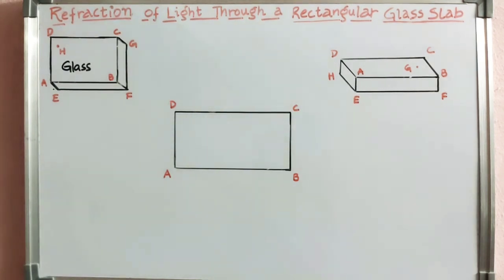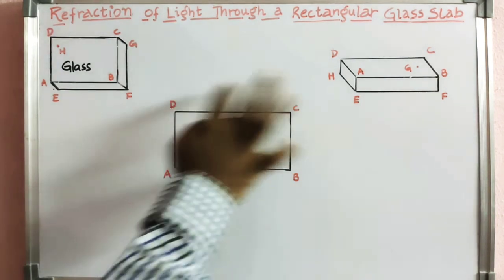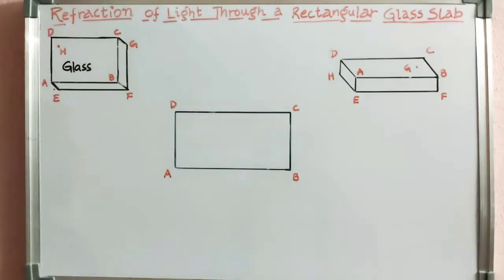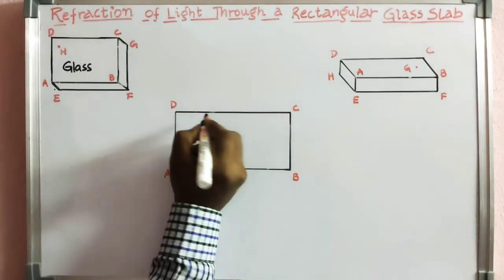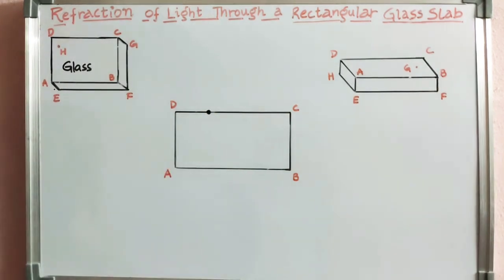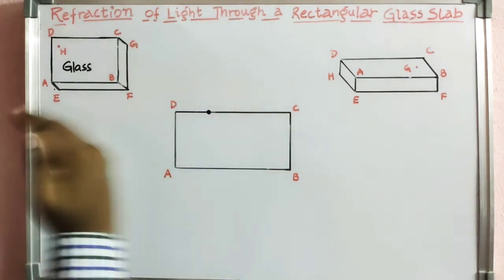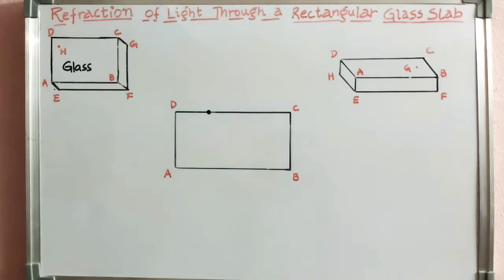After drawing the outline of the glass slab, remove the glass slab from the paper and choose a point on the side DC. Anywhere you can choose. I am leaving it to you. But I suggest that you take the point a little bit towards the left side, towards D. Why? I'll explain it a little later.